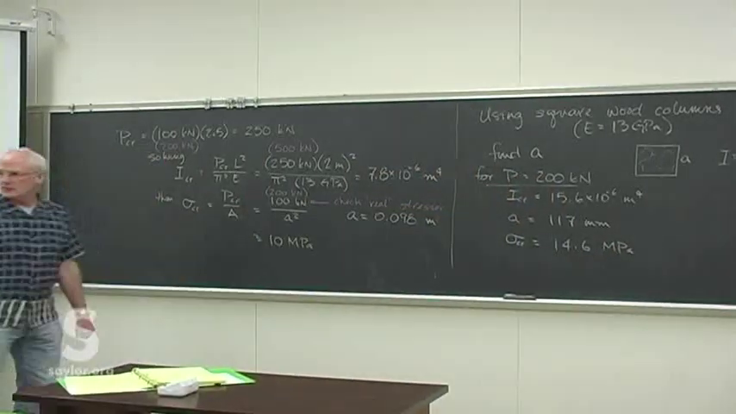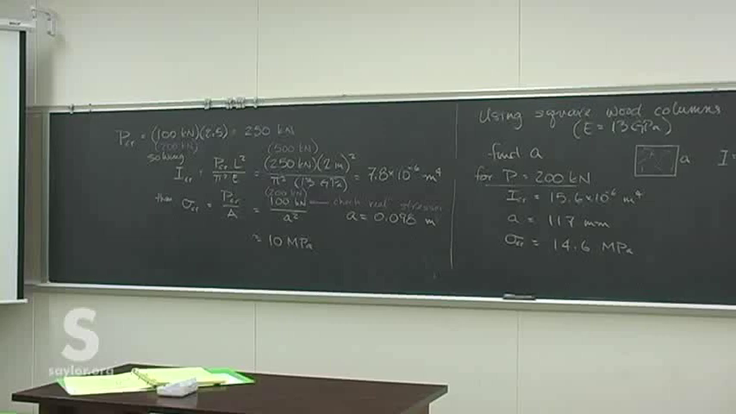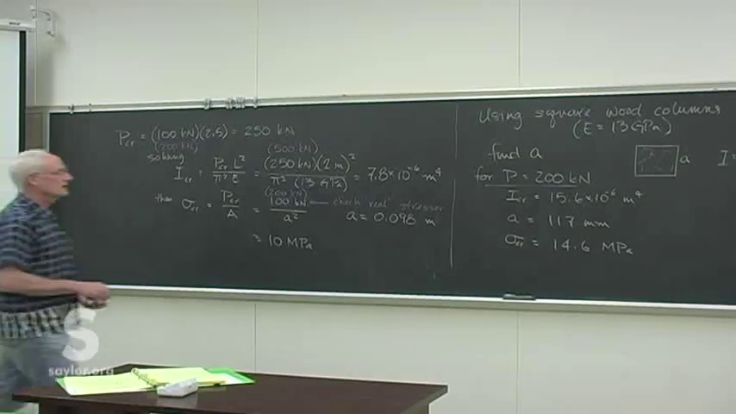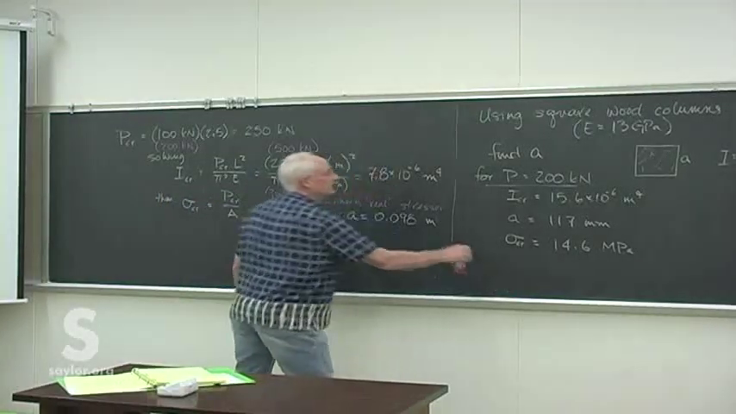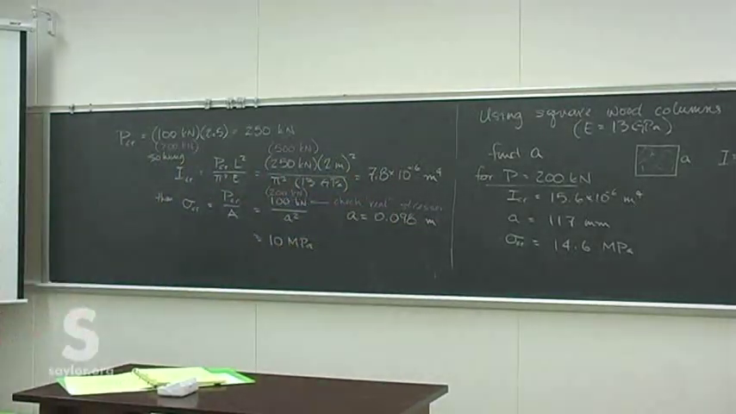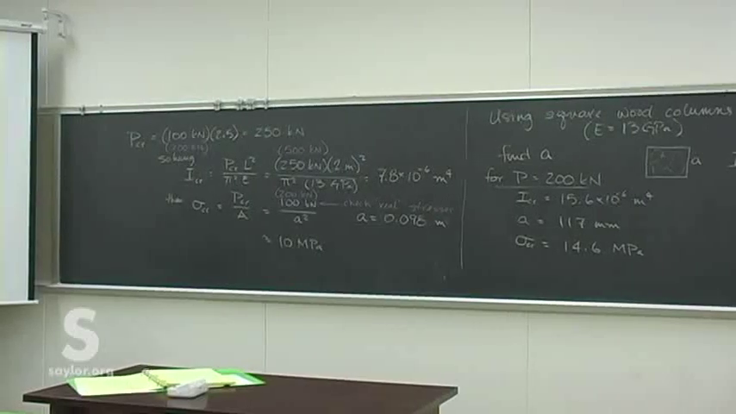So you should get 14.6. I think that's what you said, John. Anyway, that's greater than the 12. So if we really do need the 200 kilonewton limit, we're going to have to design it based on the critical stresses rather than the critical buckling. It's close enough, though. You'll be gone by the time something happens.